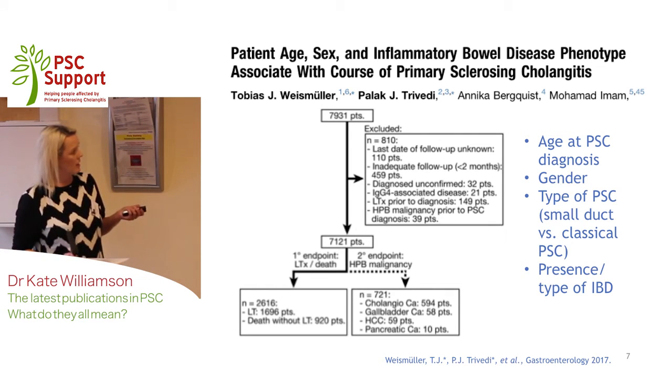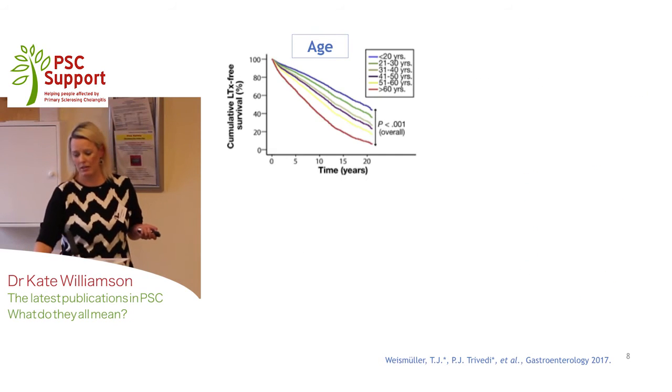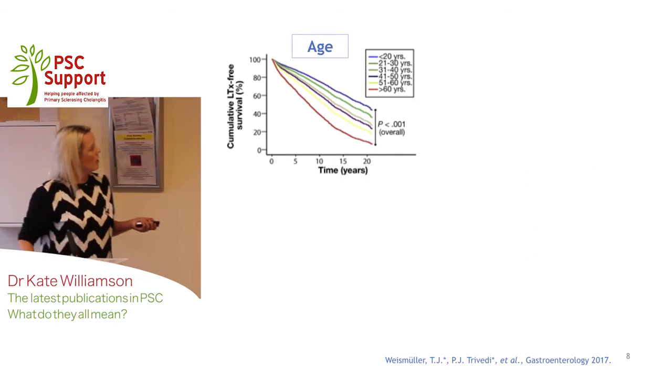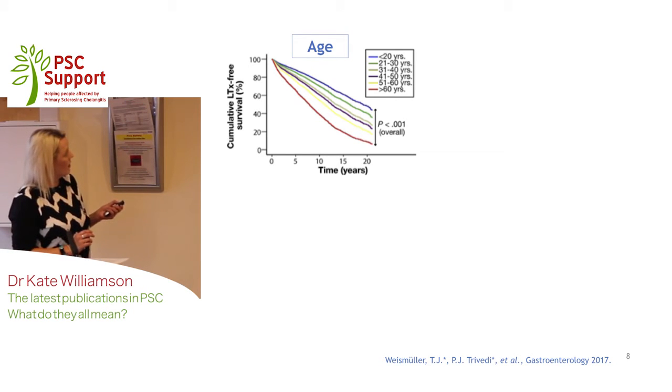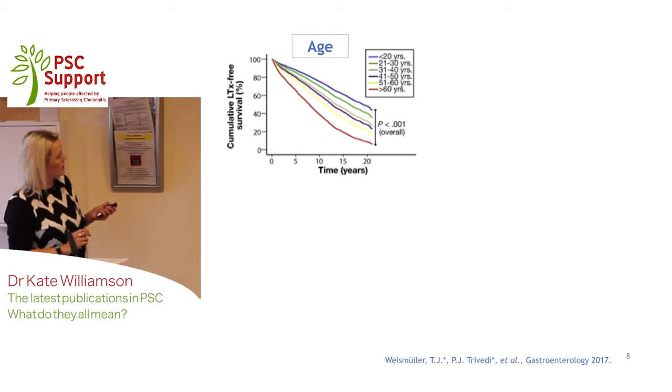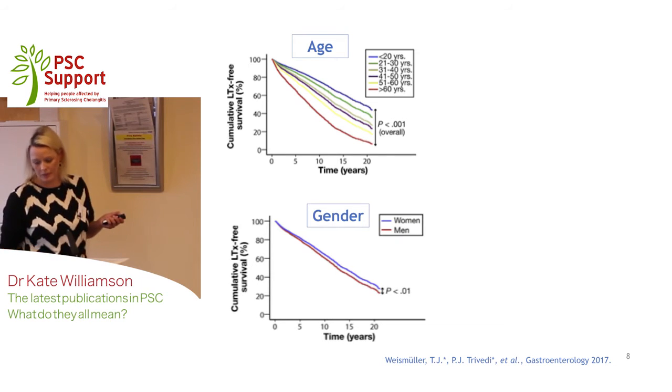So especially things that came out that they were looking at was age at the time you were diagnosed, male or female, whether you had small duct or normal PSC, and whether or not you had inflammatory bowel disease and what type it was. So here's one of those plots again, and the lower down you are, the more quickly you either need a liver transplant or die from your PSC. And here, the younger you are, here's less than 20 years and here's greater than 60 years. The younger you are at diagnosis, the better the prognosis, and the older, the slightly worse.